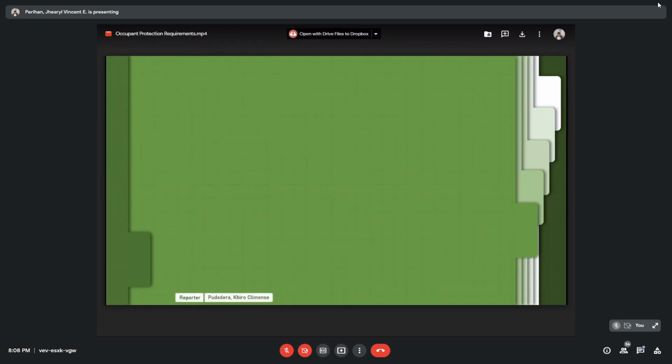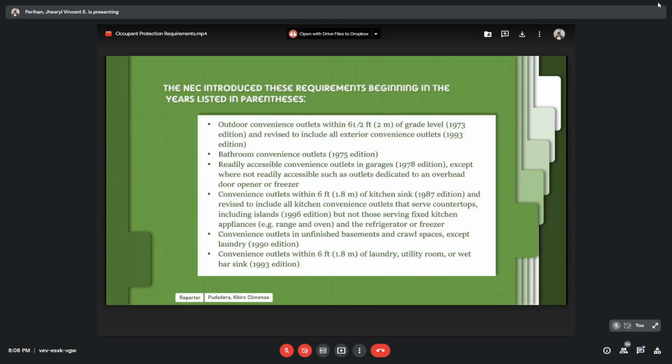The requirements do not apply to equipment rated at 240 volts, for example baseboard heaters, room air conditioners, welding receptacles, or other outlets that are not rated at 125 volts. The NEC introduced these requirements beginning in the years listed in parentheses. Outdoor convenience outlets within 2 meters of grade level in the 1973 edition, revised to include all exterior convenience outlets in the 1993 edition. Next are bathroom convenience outlets in the 1975 edition.